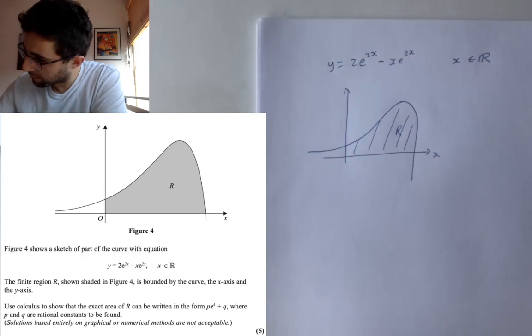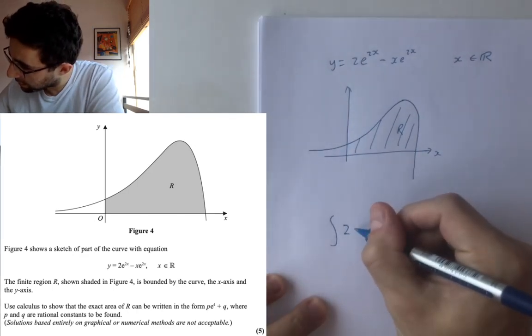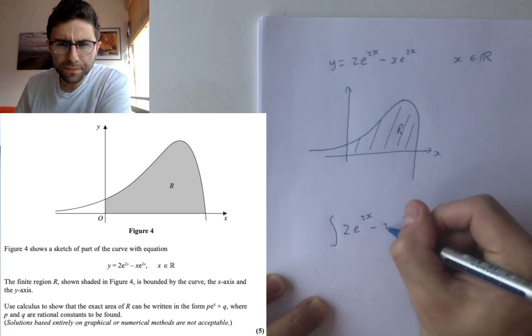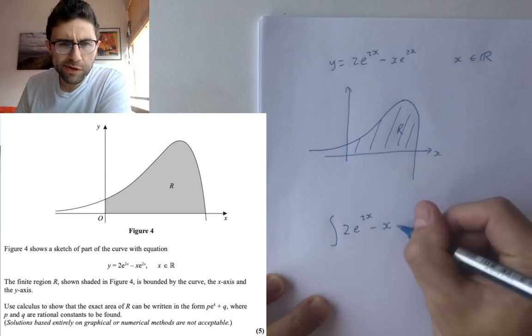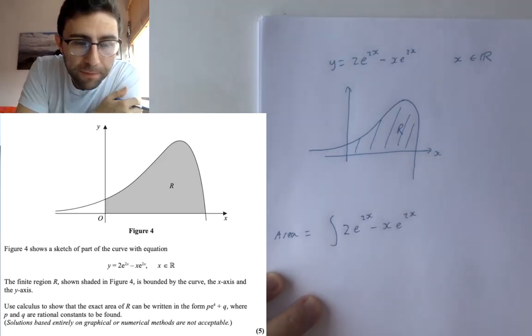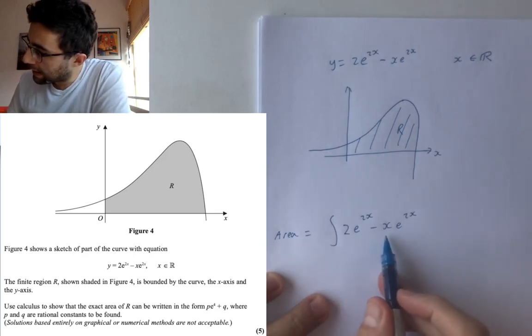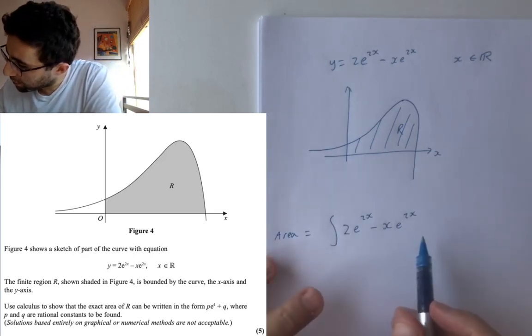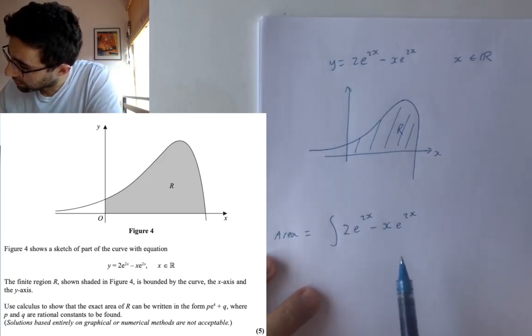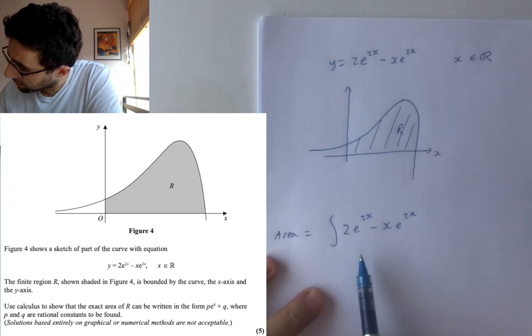0 equals 2e to the 2x minus xe to the 2x. So I'm just basically setting y equals 0 and solving it. And yeah, this is another little thingy. I'm going to do it and then do a mild rant. Take out a common factor.